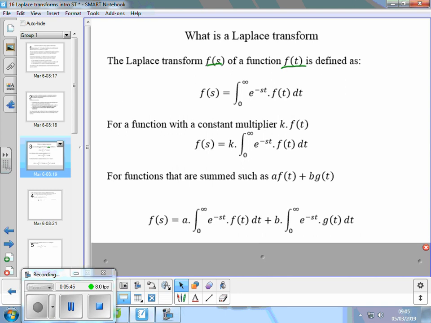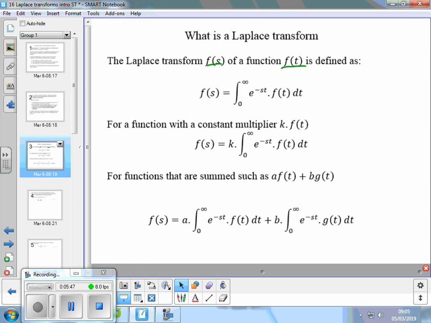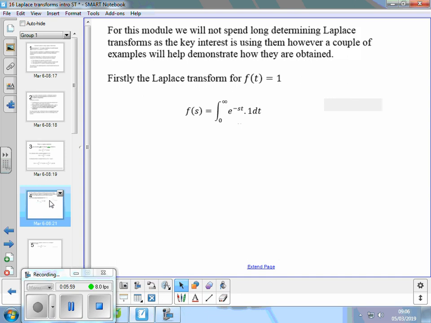Okay. So that's the process of finding the Laplace transform for a particular function. We're not going to do too much of this for this module. We'll not spend a long time determining Laplace transforms of functions, because the key interest is how to use the transforms to solve electrical problems. But it's worthwhile just looking at a couple that are already in our table that we're going to be using, so we can see how they end up being derived.